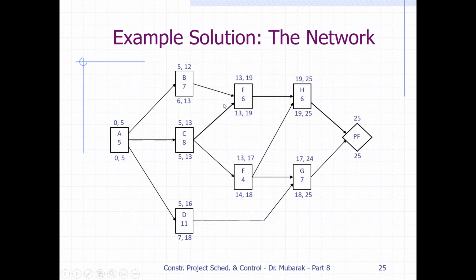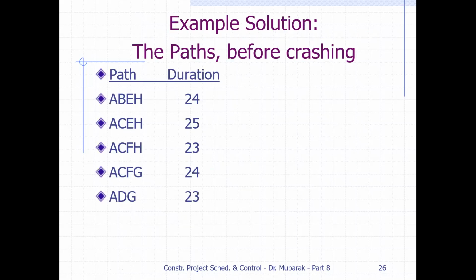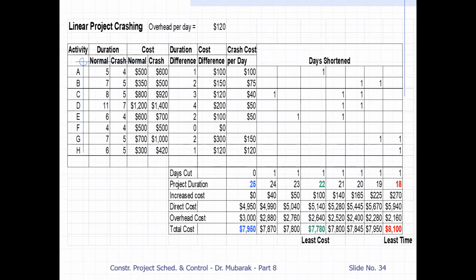Now among A, C, E, H, from which activity should we cut the number of days? To decide this, we have to see where there is the minimum increase in cost. So we have A, C, E, and H. A is 100, C is 40, E is 50, and H is 120. So 40 is minimum. It means we should cut the number of days where the increase in direct cost is minimum. So we are going to cut 1 day from C.